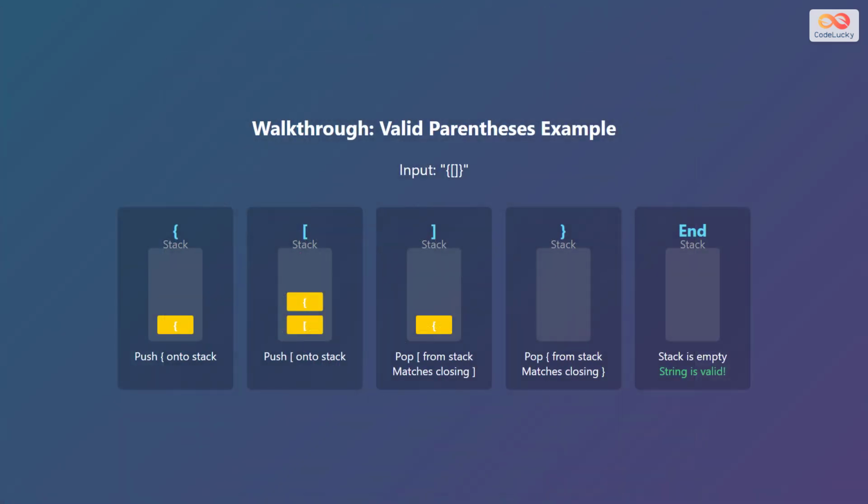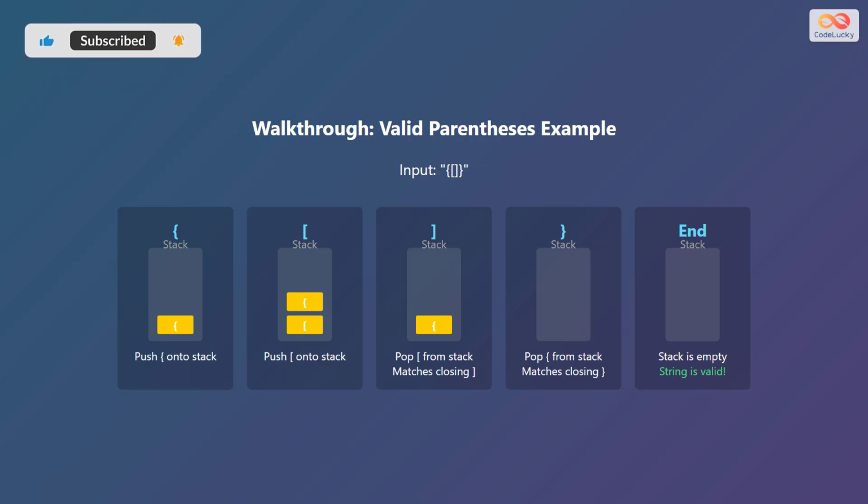Let's walk through an example to see how this works in practice. Consider the input string "{[]}". We start with an empty stack. First, we encounter an opening curly brace, so we push it onto the stack. Next, we see an opening square bracket, which we also push onto the stack. Then we find a closing square bracket.